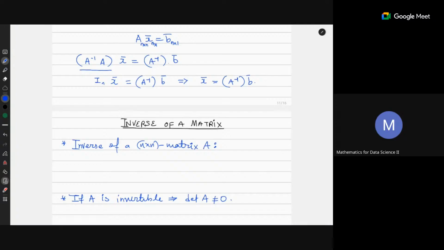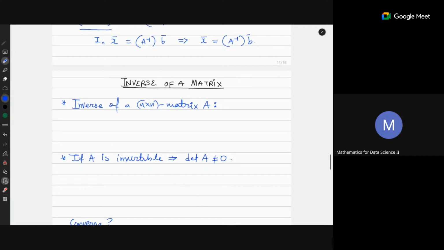The second condition is that the determinant of the coefficient matrix is non-zero. In that case, we can use Cramer's rule that we discussed, and we can also use this. In the rest of today's lecture, I will give you a method to calculate the inverse of a matrix. Given a square matrix, how do you calculate its inverse?